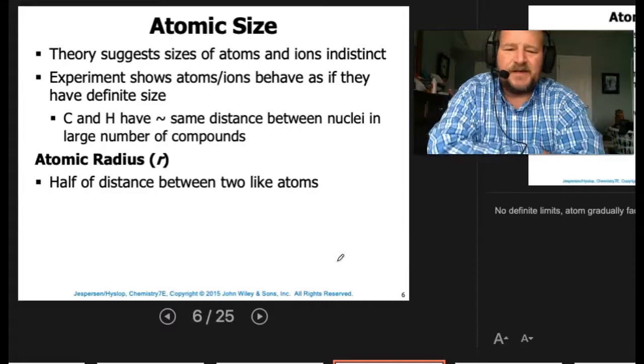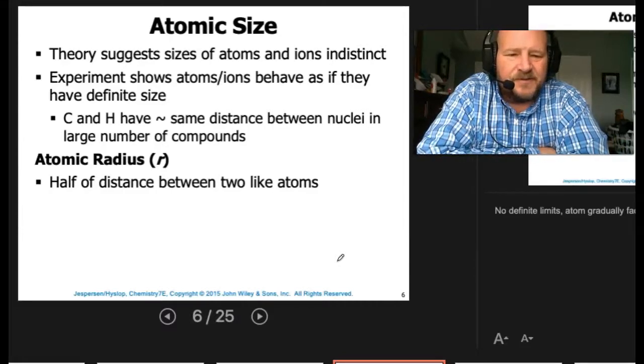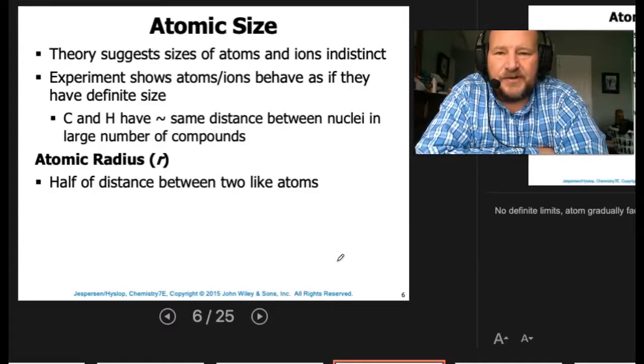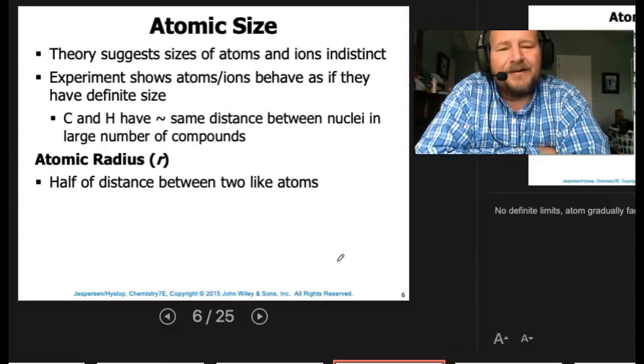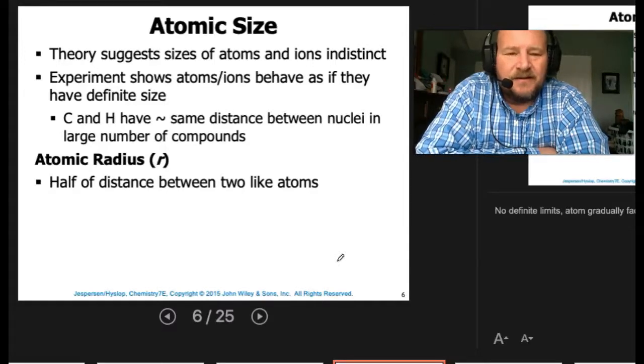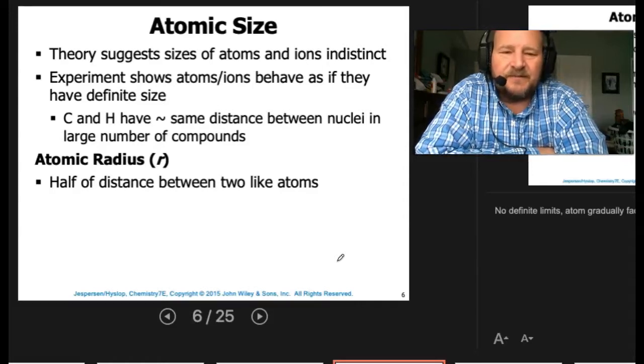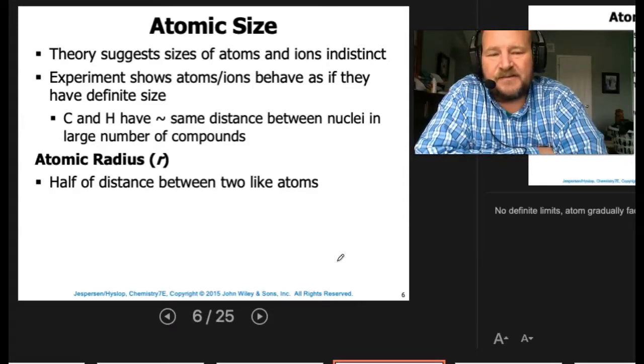Half of the distance between two like atoms. So in other words, we're going to get two hydrogen atoms, and they're going to combine to make H2. And then we're going to measure the distance between the two nuclei, between the protons. We can't see the electron clouds that well, but we do have plenty of ways to see protons.